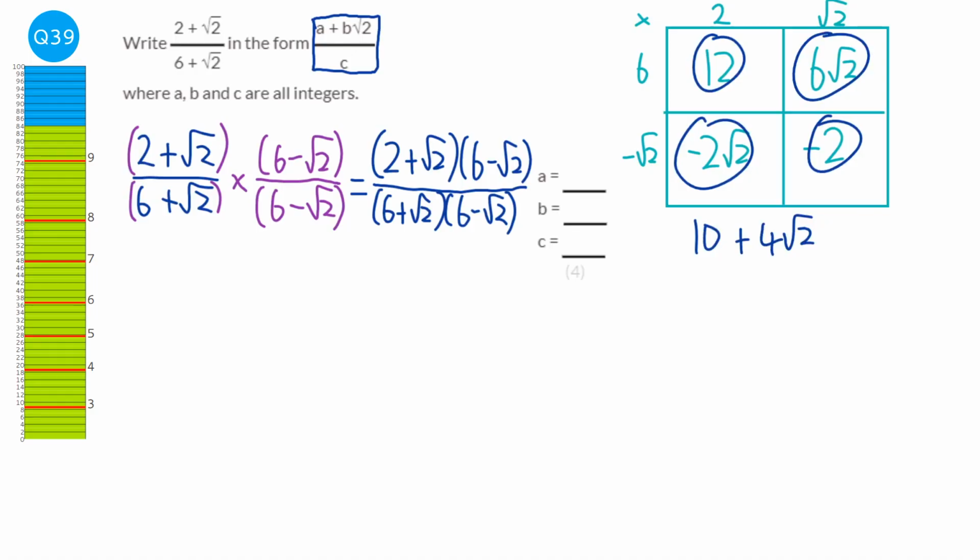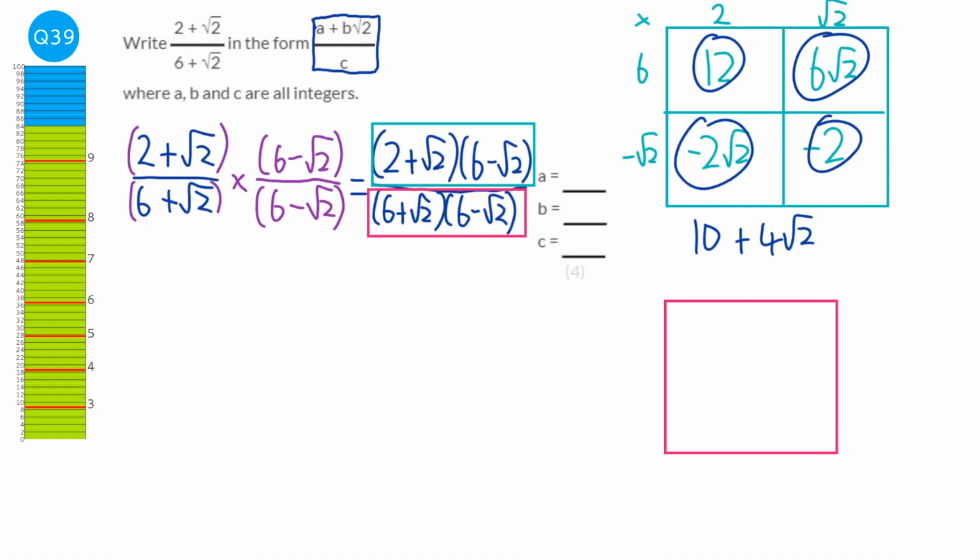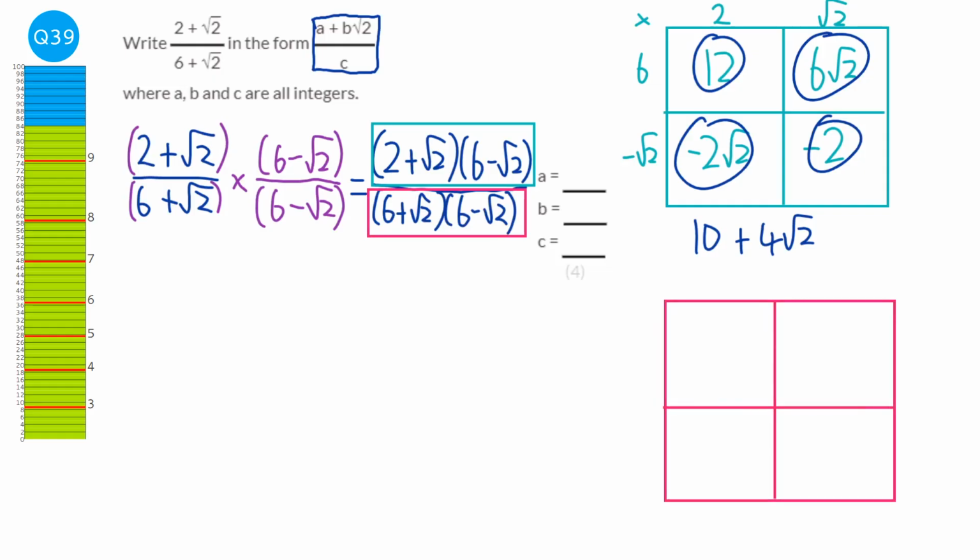And I'm going to now do the bottom one. So this one was this expansion here, and I'm now going to do this expansion here. And we're going to do it down here. And so we've got 6 plus root 2 and 6 minus root 2. So 6 times 6 is 36. 6 times root 2 is 6 root 2. 6 times negative root 2 is just negative 6 root 2. And then we've got a minus and a positive make them negative, and then root 2 times root 2 is just minus 2.